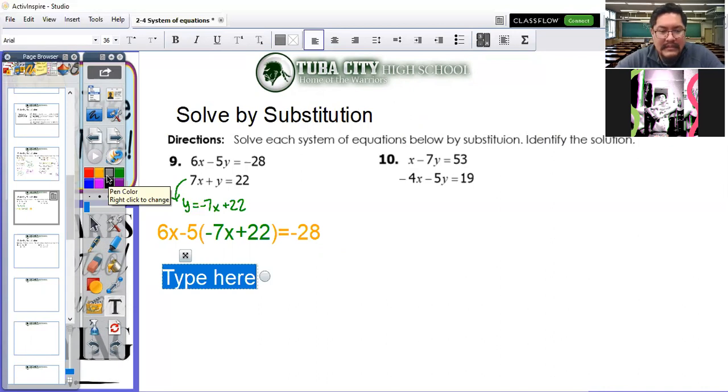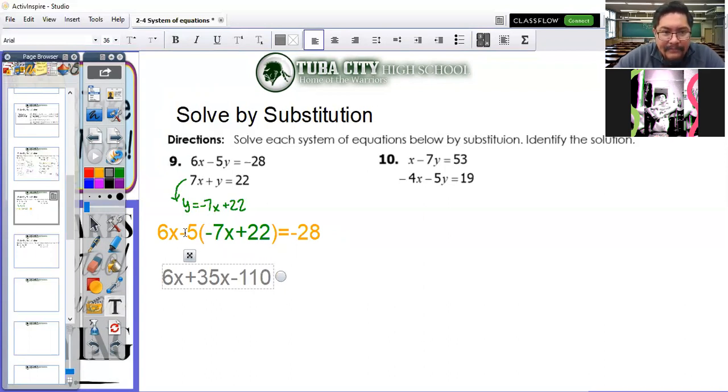And let's just do our ordinary thing. So I have negative 5 times negative 7. So negative times negative is positive. 5 times 7 is 35. X plus, and then 5 times 22. So 5 times 22 is going to be negative, oops, it's going to be a negative number. That's a negative because don't forget, this 5 is negative, all right? That's a negative 5, not a regular 5, it's a negative 5.